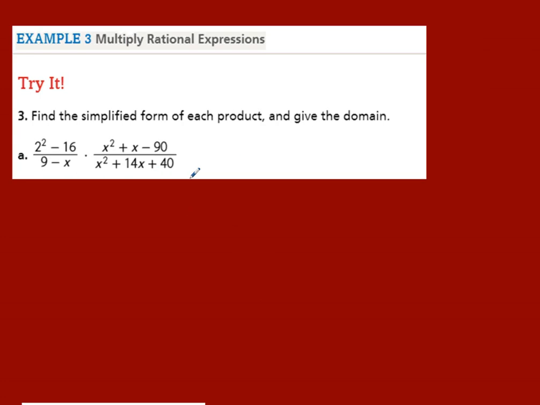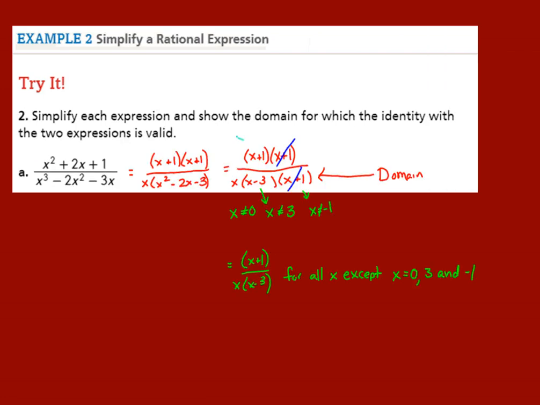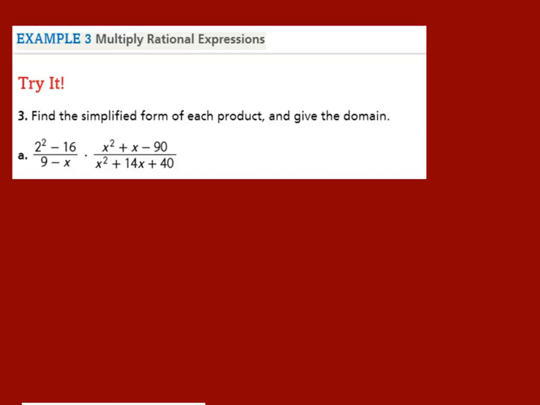Find the simplified form of each product and give the domain. Okay, so the simplified form of each product. Now, if you look at this part, it's kind of weird. And yes, I do know there are part B's to both of these, and we're going to also do those in class as a refresher for watching the video. So obviously, I'm going to rewrite this first one as 4 minus 16 all over 9 minus x.